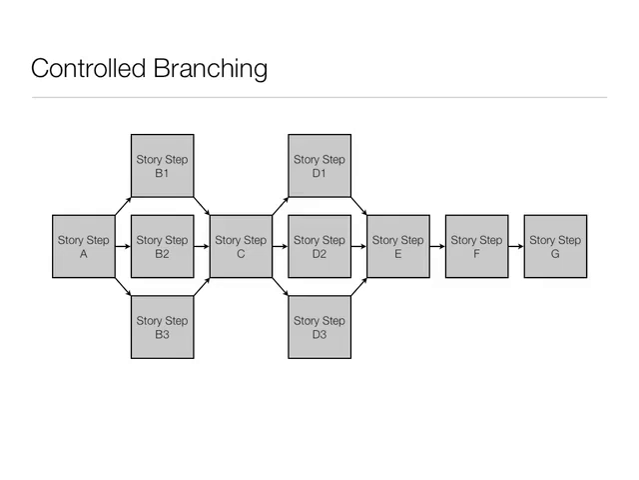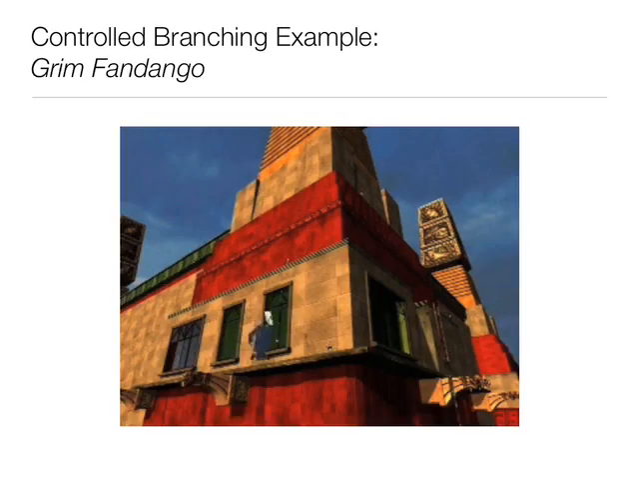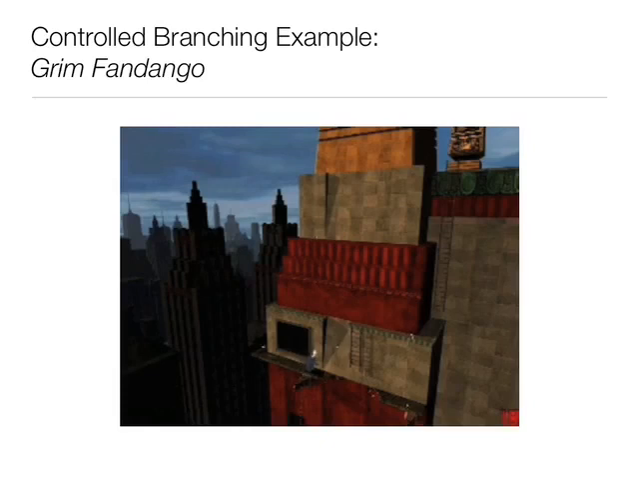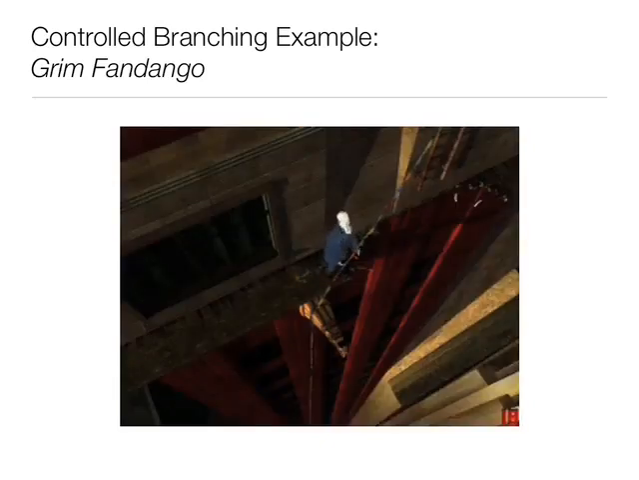And the example I've chosen here is Grim Fandango. Grim Fandango is an action-adventure which poses different puzzles for you. The overall storyline progresses linearly, but how you solve puzzles at each point and in what order allows for some controlled branching. So it's an excellent example of this type of approach to story development in games.